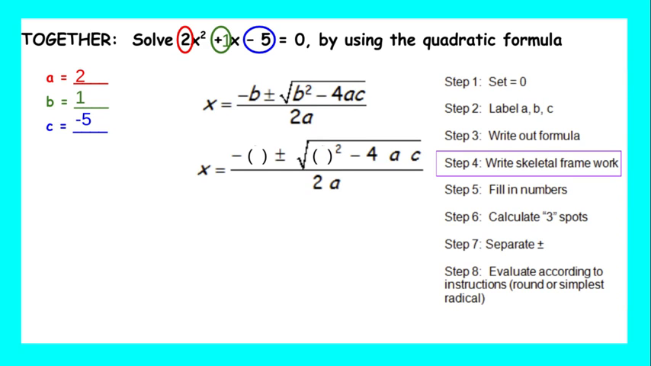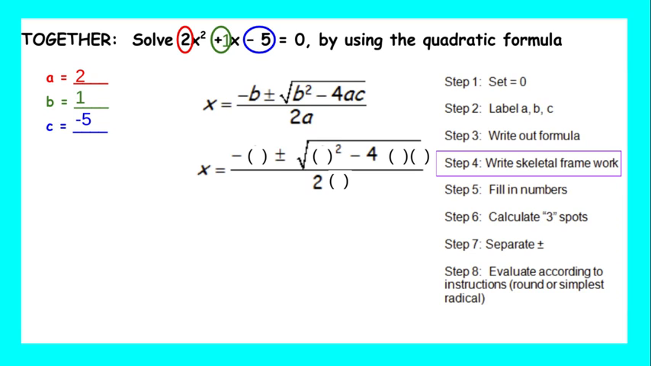Now I'm going to put a parenthesis squared minus 4a parenthesis, another parenthesis, all over 2 parentheses. So that's a skeletal framework. You're going to just replace all those variables with open parentheses, because we're going to fill them in a minute. So pause the video and make sure you get this down exactly the way I wrote it.